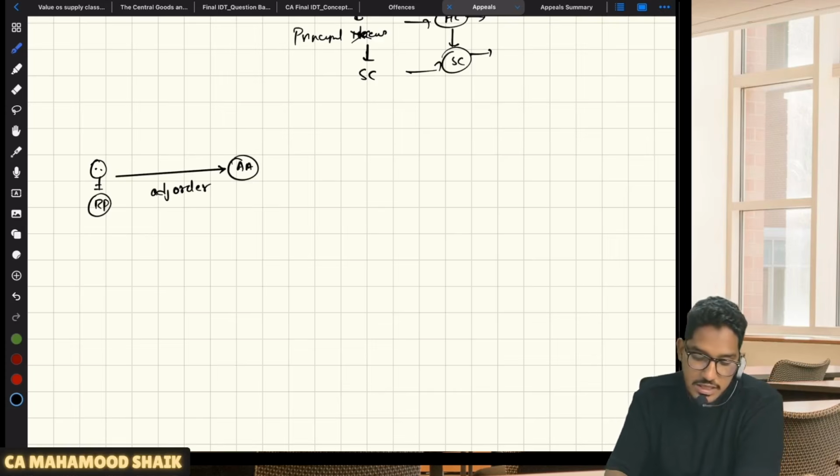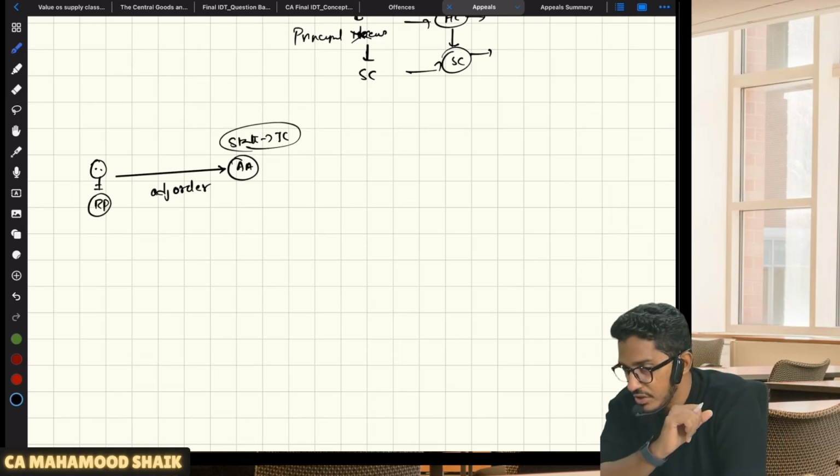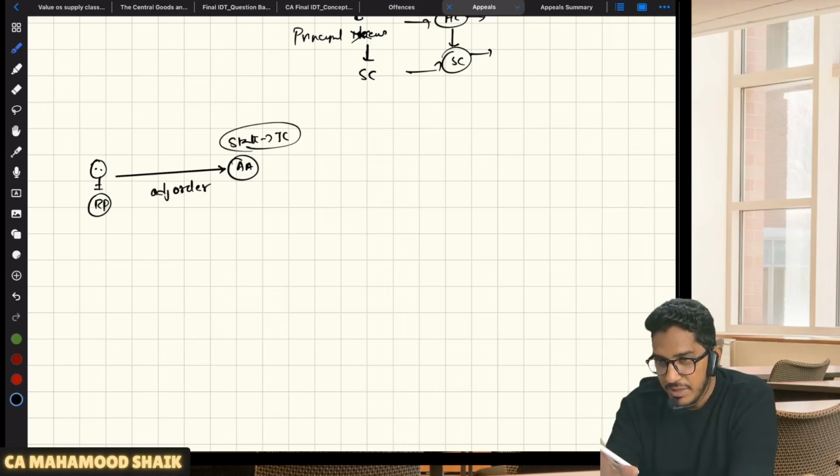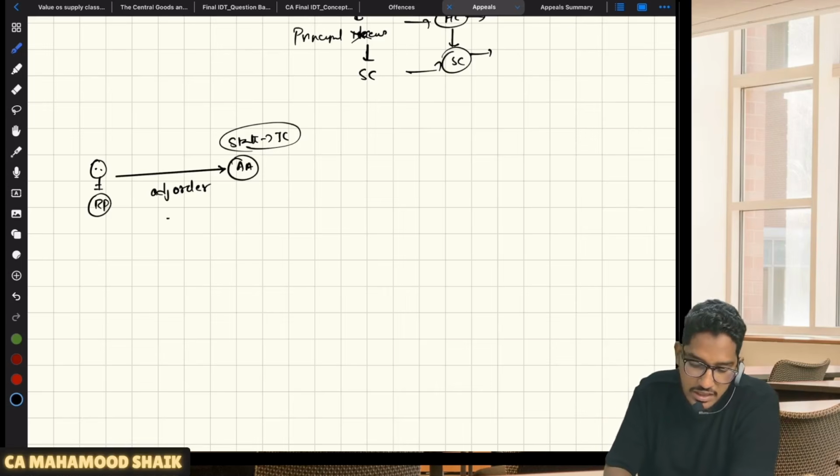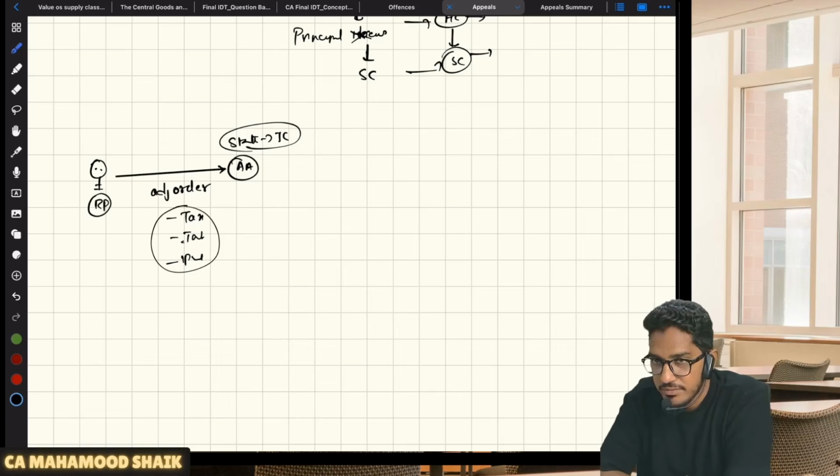Adjudication order is also passed. Let us say, for example, a state level joint commissioner issued the show cause notice, proceedings have happened, and finally the order is also given. In that order, he has mentioned the tax amount required to be paid, the interest amount, and the penalty required to be paid.